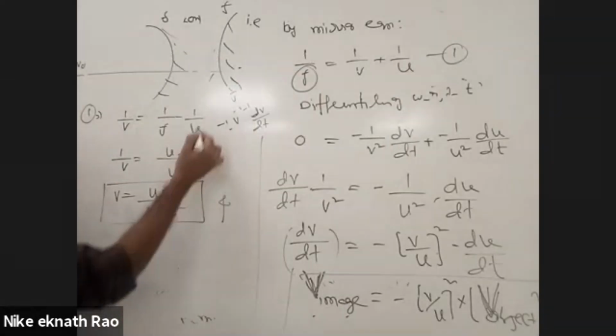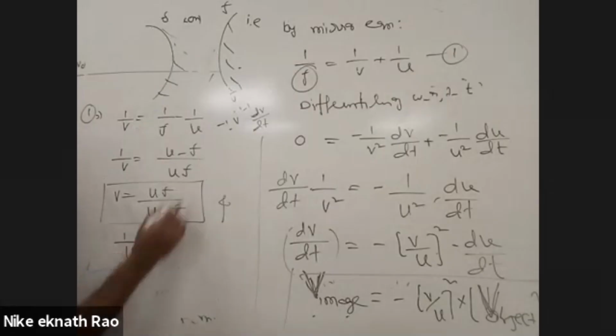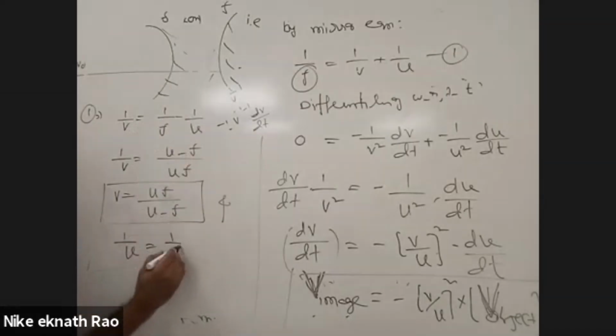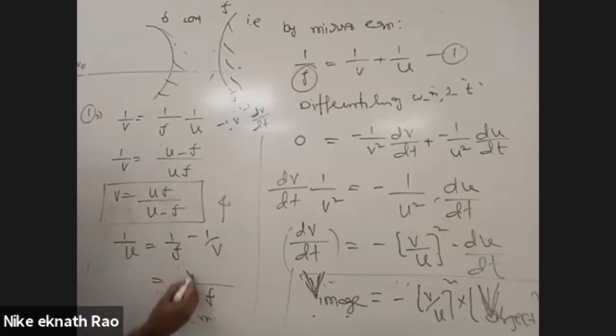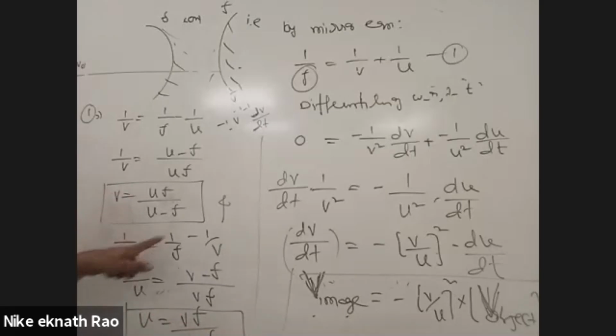And if I take 1 by u, 1 by u will be 1 by f minus 1 by v. So u will be vf by v minus f. v is uf by u minus f. If you want u, it is vf by v minus f. So v by u, what will you get? v by u, whole square, into the velocity of the object.